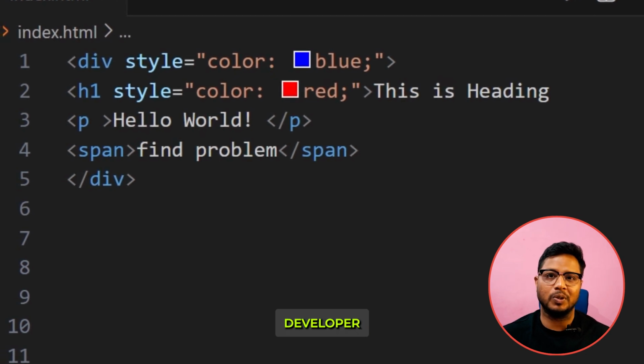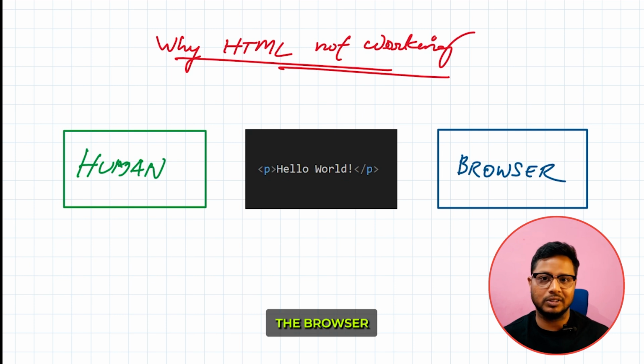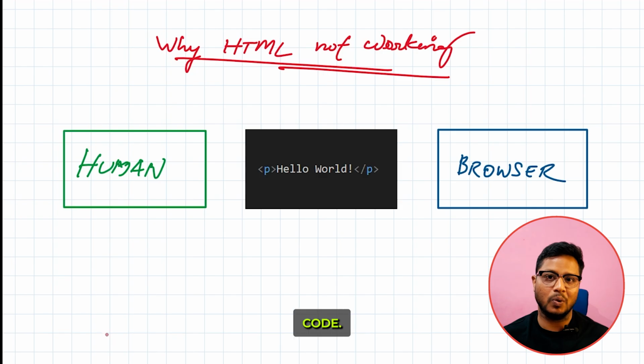Most developers who are working as front-end developers, or maybe want to work as web developers, face this kind of problem while working on HTML. When they see the HTML code, they don't find any problem. But when they run this code in the browser, they see something is wrong. So let's understand how the browser and HTML work, and how we humans see this code.